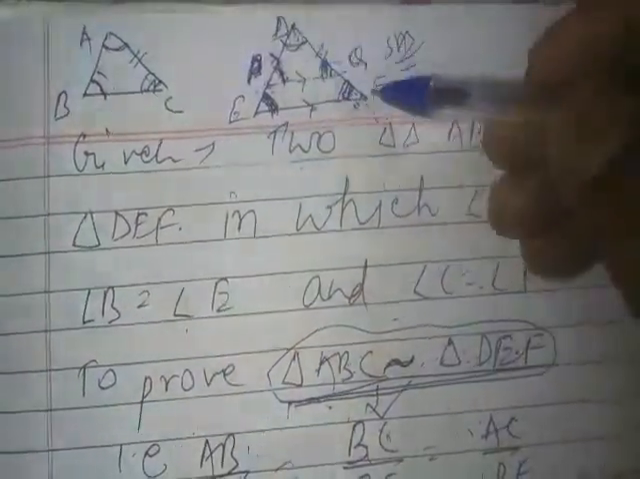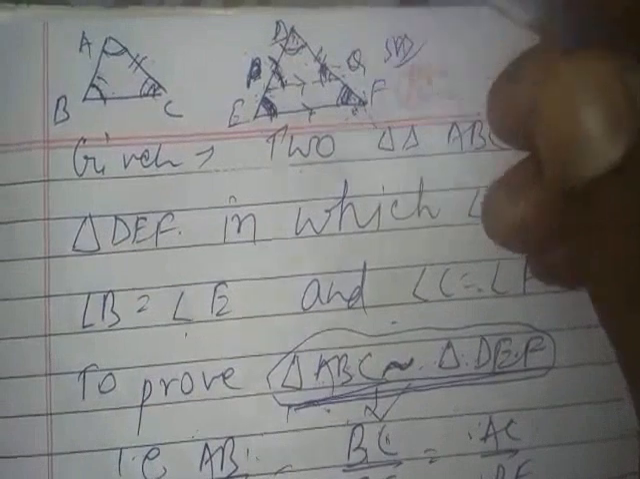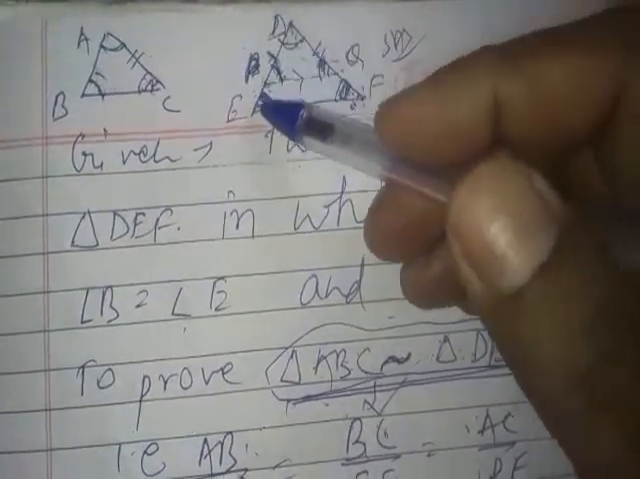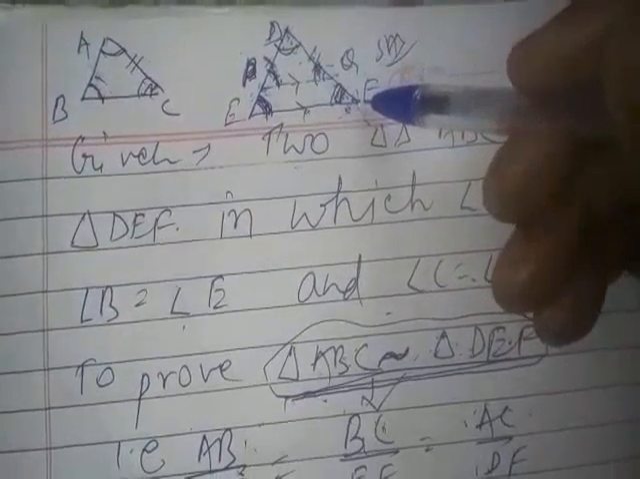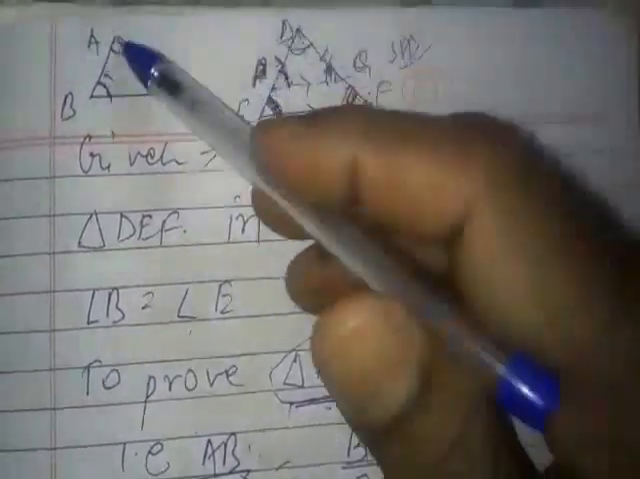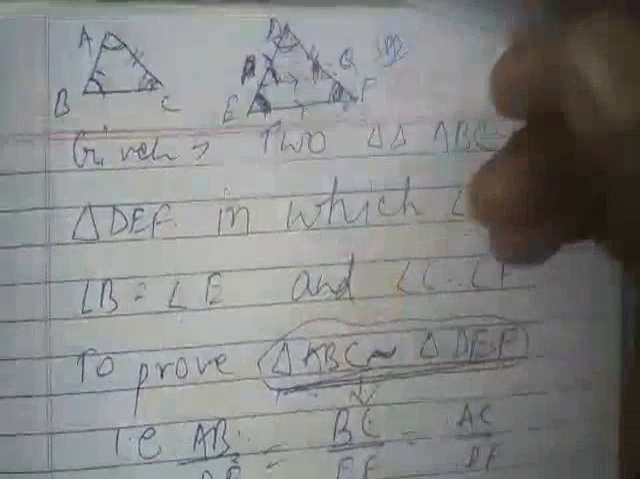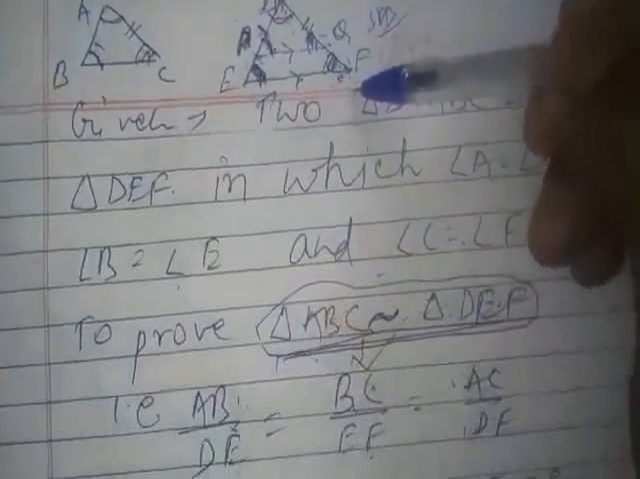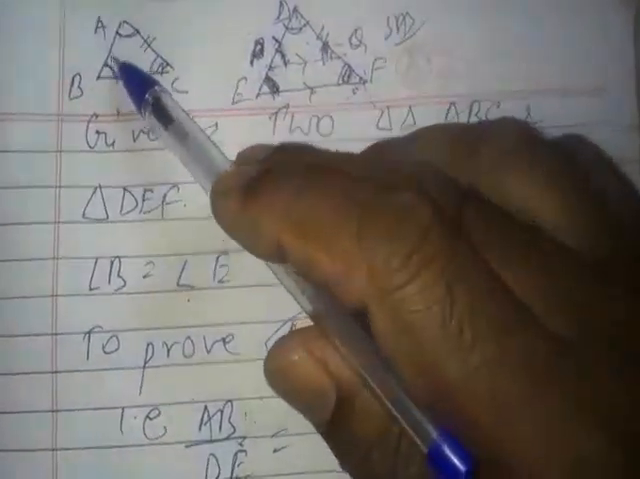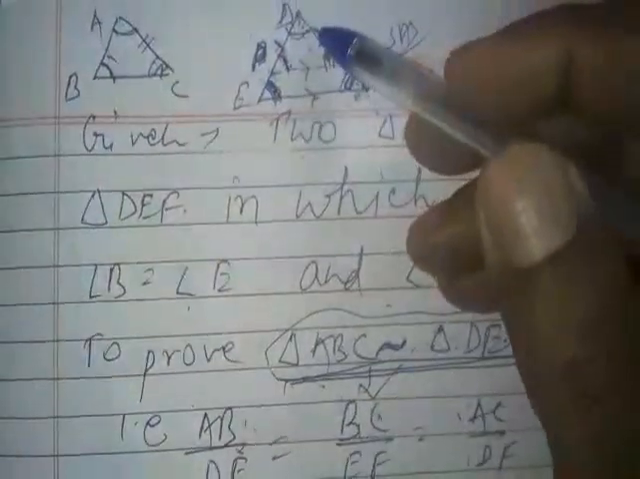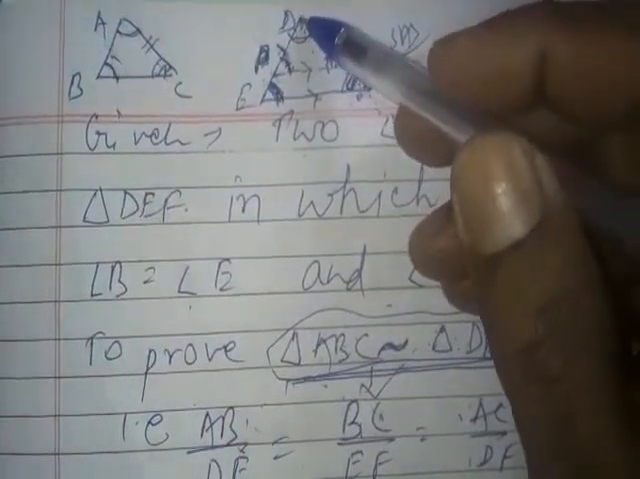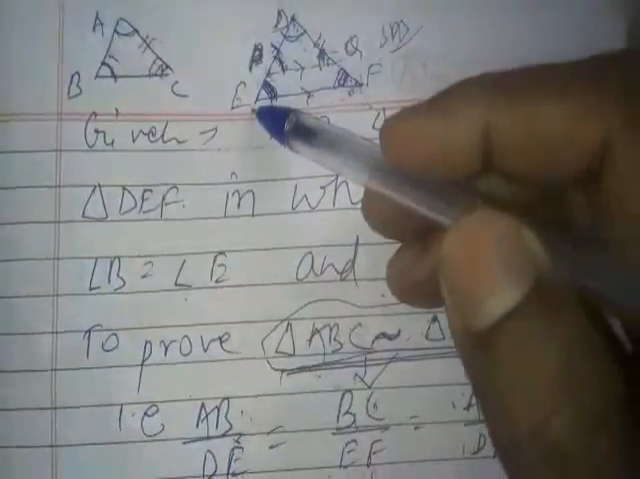Thus what we have obtained? That DP by DE is equal to DQ by DF is representing AB by DE is equal to AC by DF, because DP was equal to AB and DQ was equal to AC. Similarly, we can prove that AB by DE is equal to BC by EF in the same way.